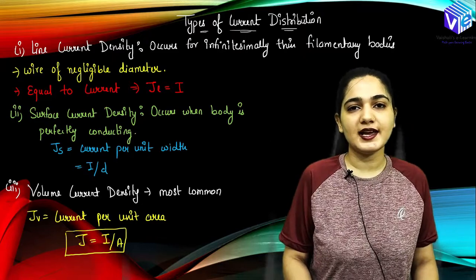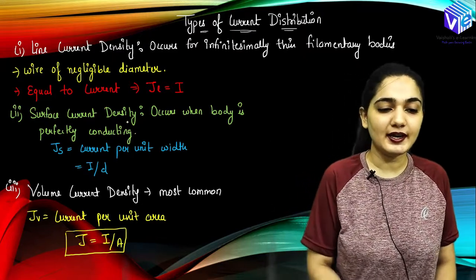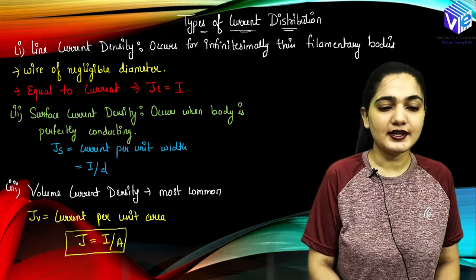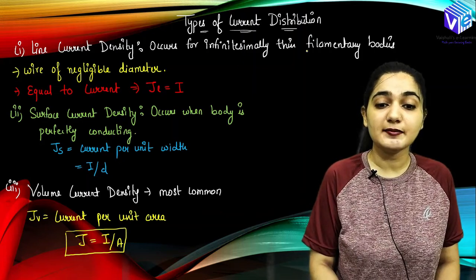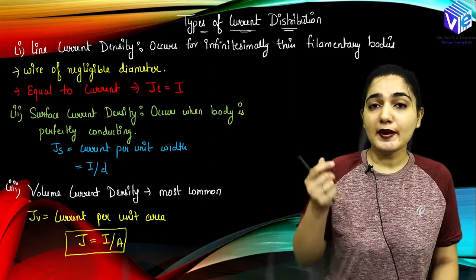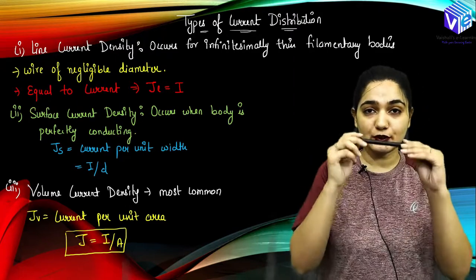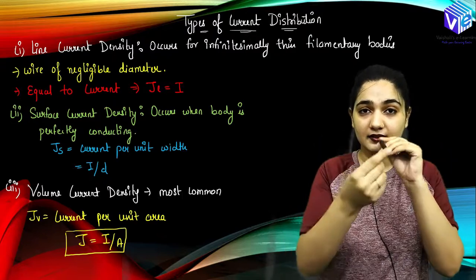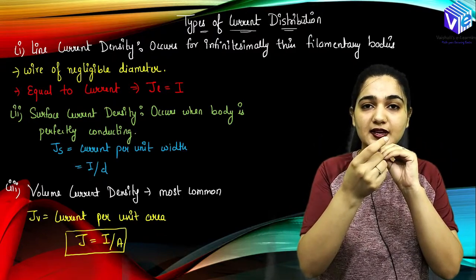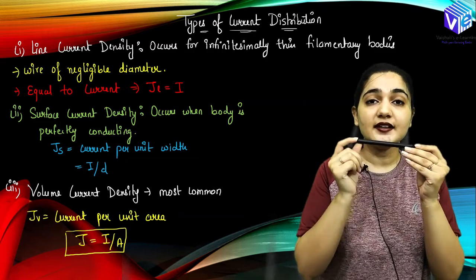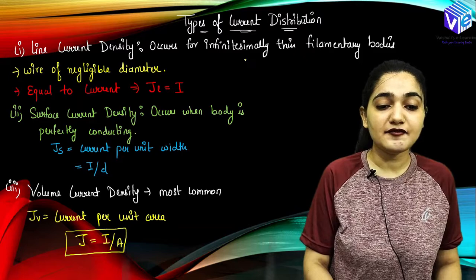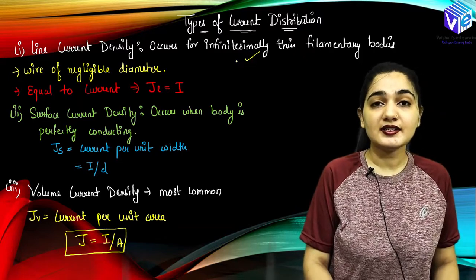We all know what the line charge was, per unit length. So here the line current density is different from the line charge. It occurs for infinitesimally thin filamentary bodies. Whenever I have a current element, so let's suppose this is my current element, but it is having a very thick boundary, right? So it is having some radius, but if I consider that it is not having any kind of radius, it is very thin, it is infinitesimally thin, the thinnest thing you have.